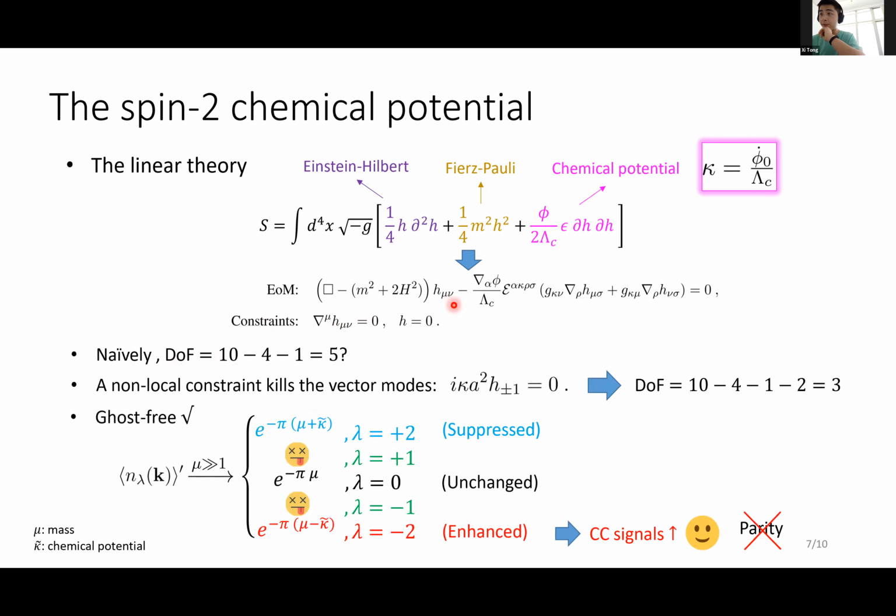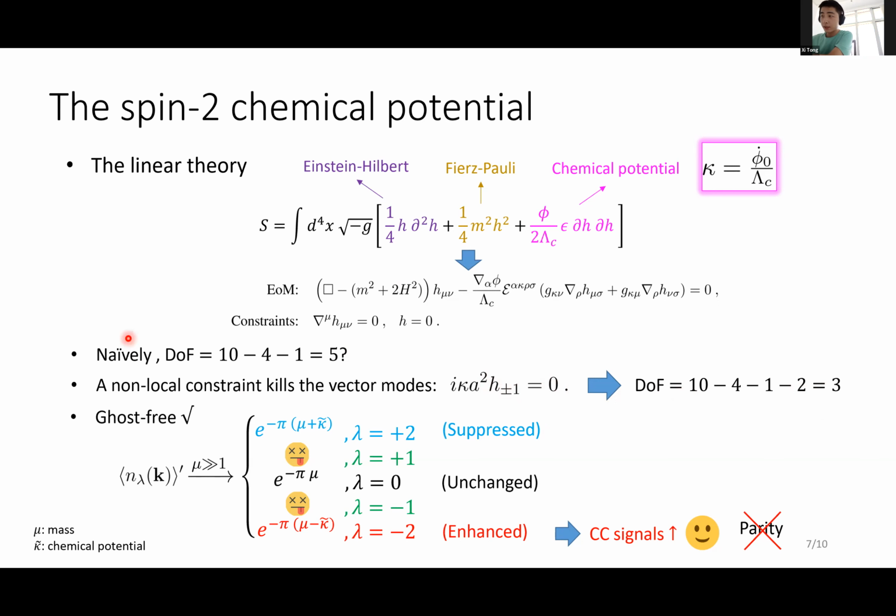However, what we have found is that after you expand this H mu nu in terms of its 5 helicity components, there's a non-local constraint that kills all the vector modes. This is an algebraic equation that requires that the helicity plus minus 1 modes vanish. So this effectively reduces the degrees of freedom to 3.